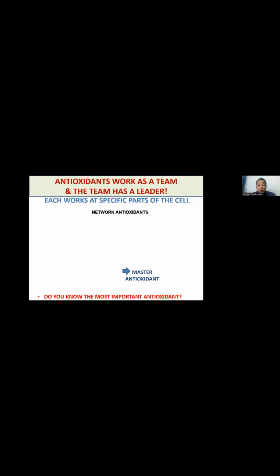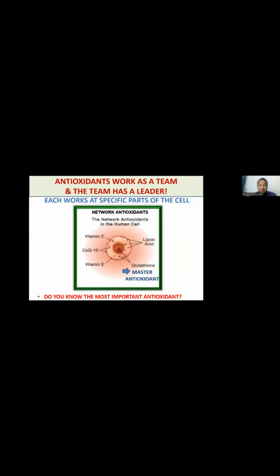So antioxidants work as a team, and the team has a leader in the cell, and each team member works at a specific part of the cell. These are the 5 most important antioxidants for your cell, and they're called the network antioxidants: glutathione, alpha lipoic acid, coenzyme Q10, vitamin E, and vitamin C. And the most important, of course, is glutathione. That's why it is called the master of all the antioxidants.